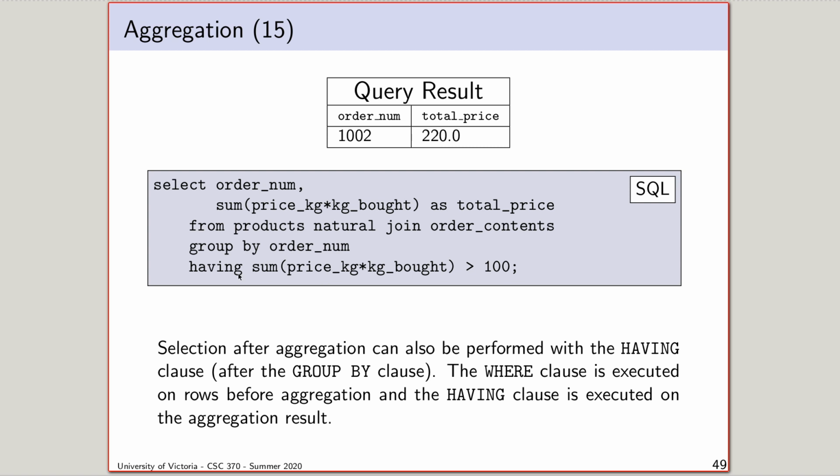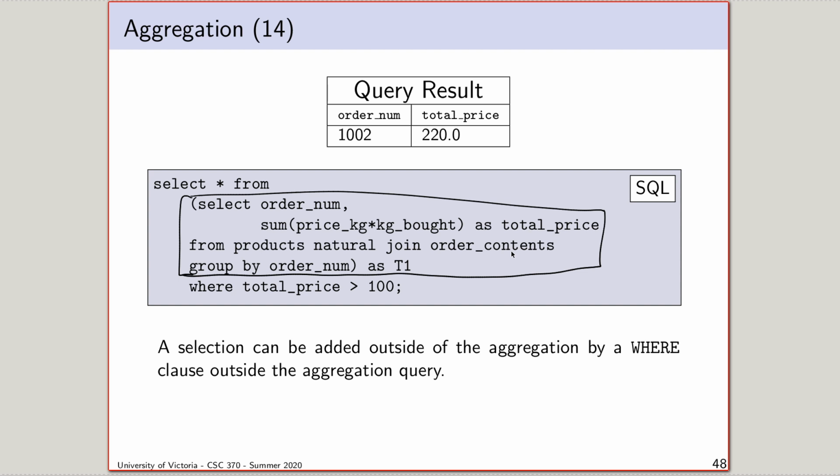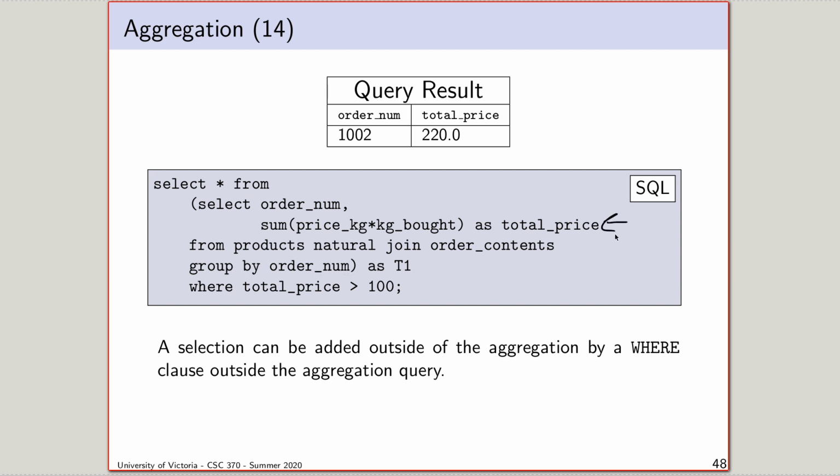So here I'm saying group by order number, keep all the tuples having this sum be greater than 100. And you'll notice that although I rename this as total price up here, the having clause happens before any of this. So although I do eventually rename the column to be called total price, there is no total price column at this point. So I have to use the raw sum notation. Here, the total price column does already exist because I created it inside my nested query.